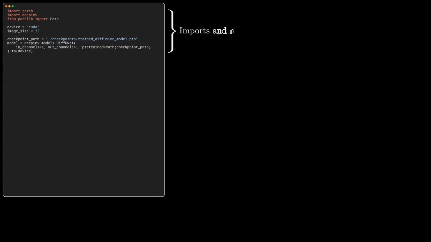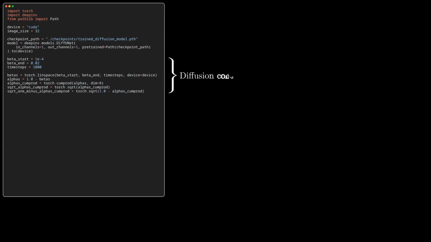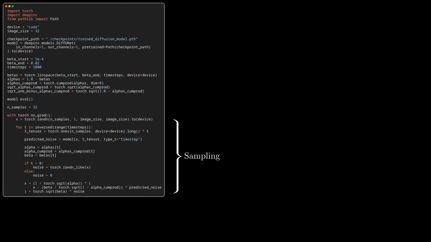We start by importing our libraries again and instantiating the neural network using the pre-trained weights we just saved. Next, we redefine all the diffusion constants we used during training, including the linear variance schedule. These parameters must match perfectly between training and inference. Otherwise, the amount of noise at a given time step during inference will not correspond to the same amount of noise seen during training. And now we implement the actual sampling loop.